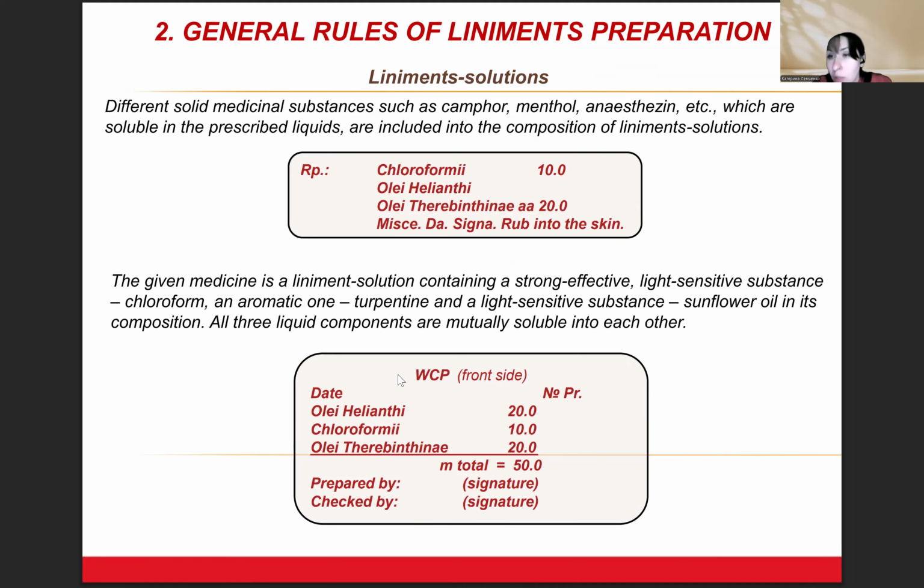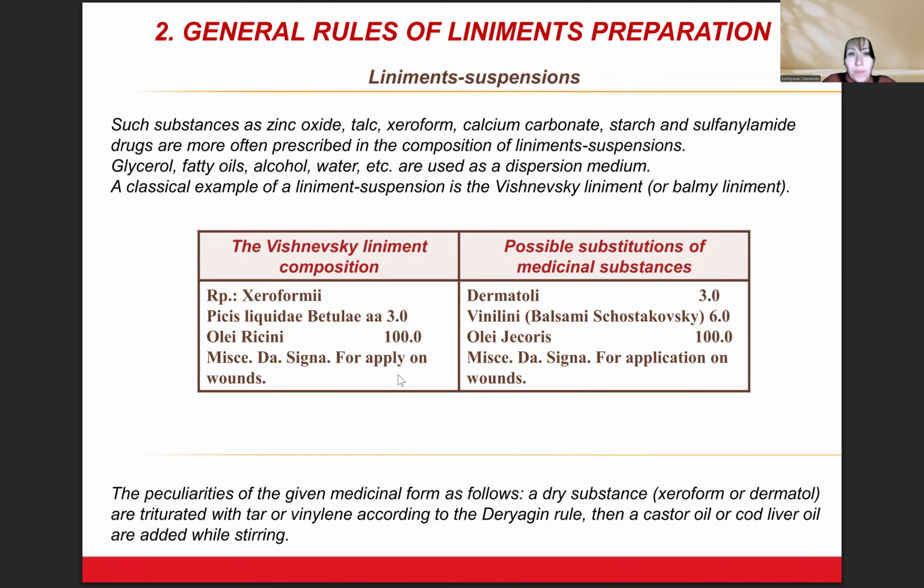So you take a glass bottle of orange glass, weigh there, not measure, only weigh viscous liquids with the help of balances. Weigh there 20 grams of sunflower oil, 10 grams of chloroform, and 20 grams of turpentine. And the total mass will be 50 grams. You just close the bottle, shake it, and that's all.